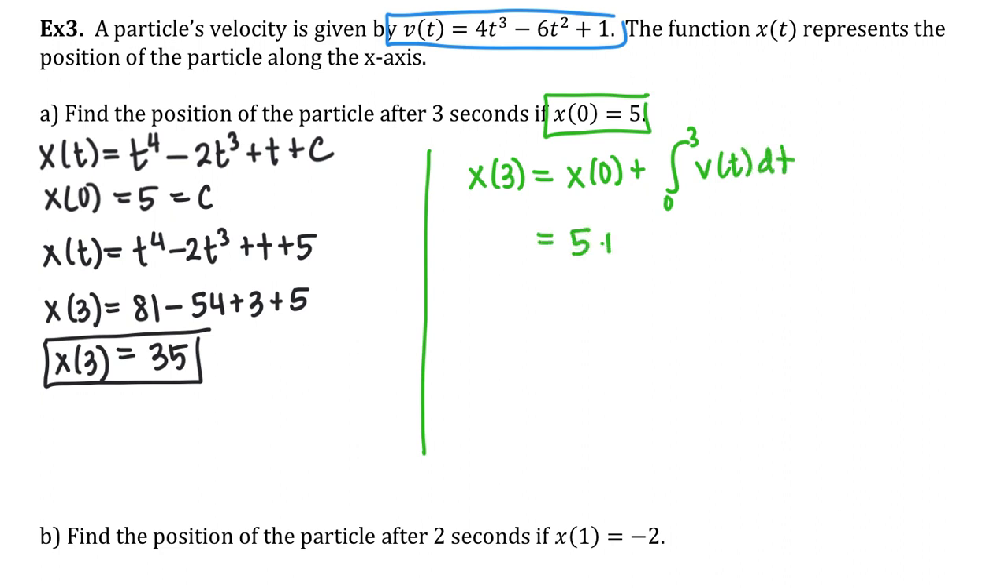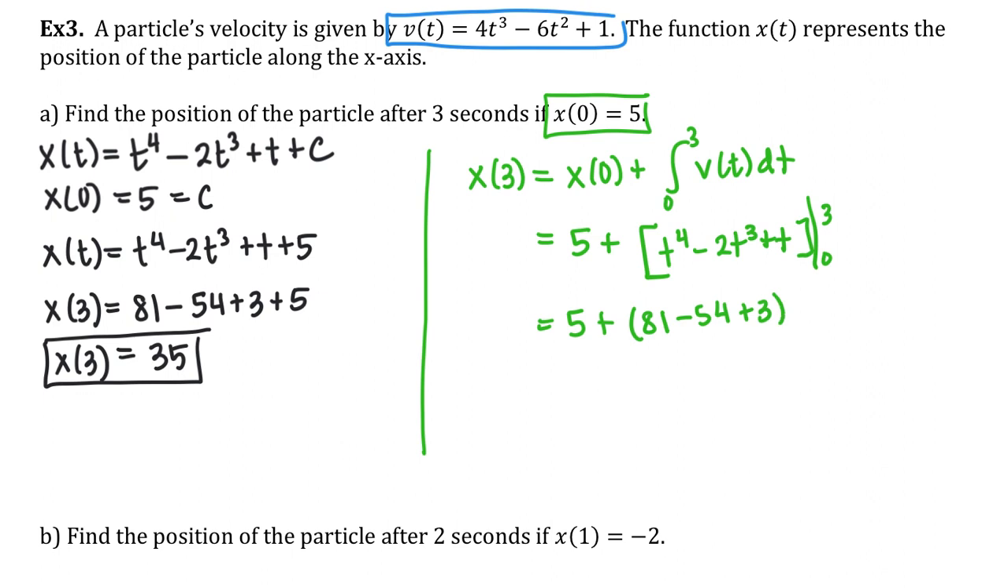X of 0 is 5. From 0 to 3, what's the antiderivative? No, we already did it. It's t to the 4th minus 2t cubed plus t, but I'm going from 0 to 3. So if I plug in 3, I get 81 minus 2 times 27, which is 54, plus 3, and then I subtract 0, which is nothing, and I end up with the exact same number, which is also 35. Okay, so there's more than one way to try these. Do whichever method comes to your brain and seems to work.